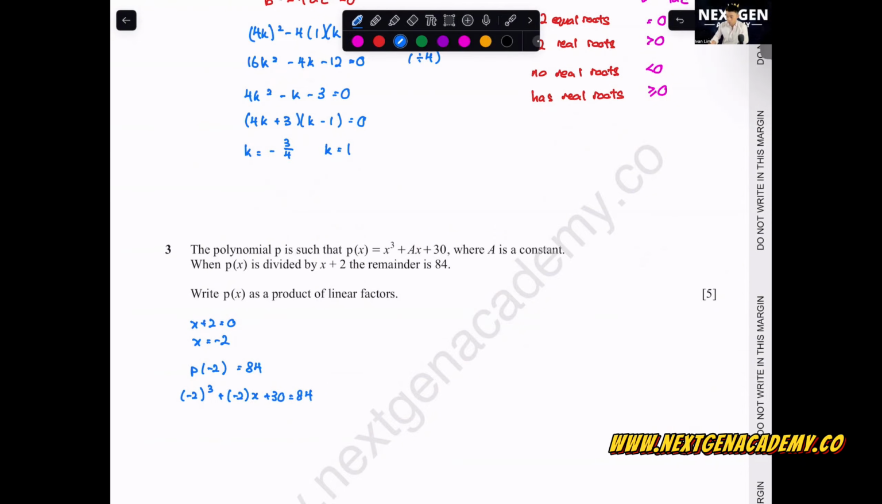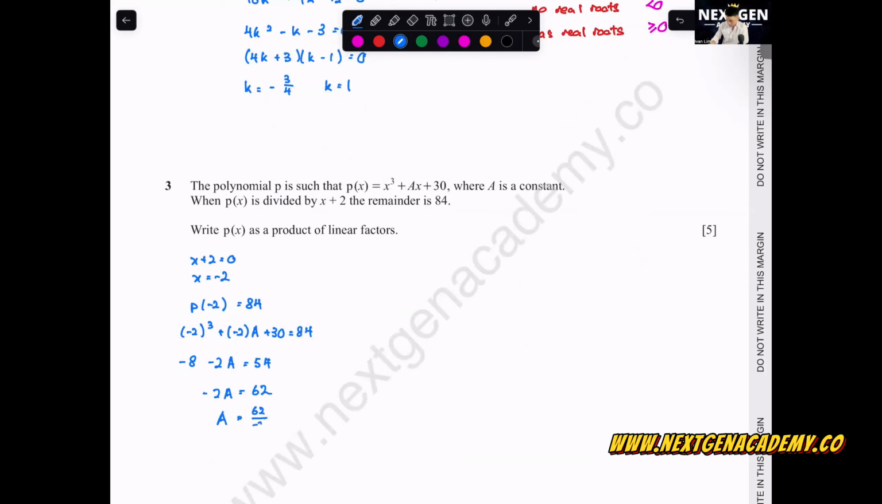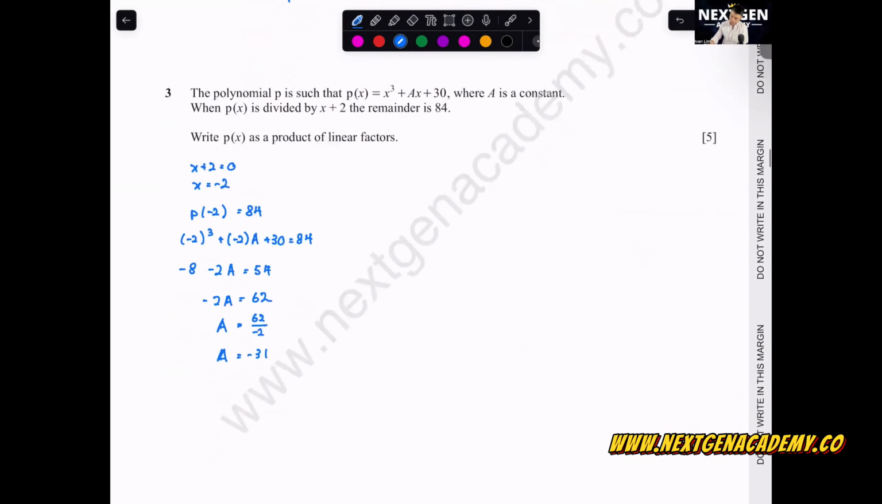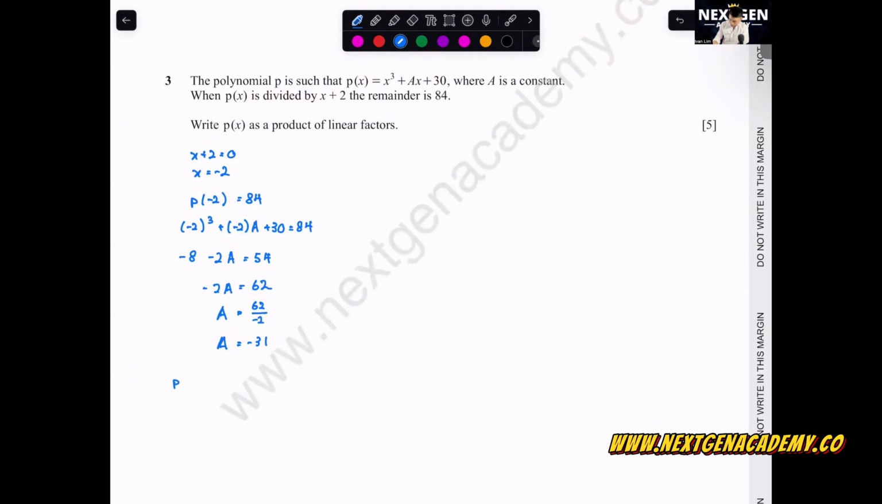All right, so negative 2 cubed, this will be negative 2 times negative 2 times negative 2, negative 8, minus 2a. Okay, 30, we can bring it to the right-hand side first. This one will be 54. This is negative 2a, so negative 2a equals 54 plus 8. 54 plus 8 will be 62. Then we divide by negative 2, so a is equal to negative 31. All right, from here, we will have p(x) equals x cubed minus 31x plus 30.